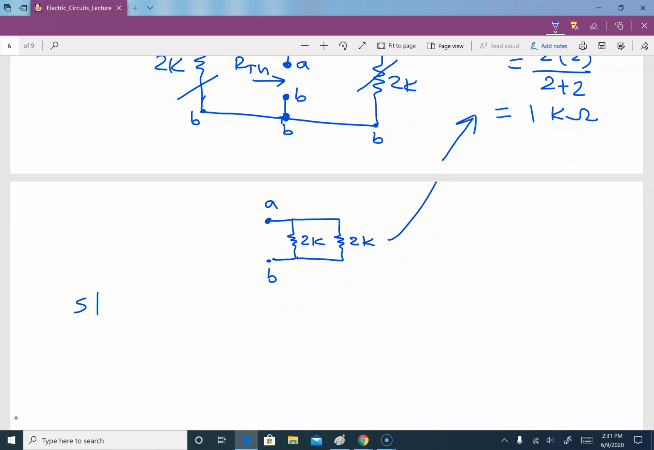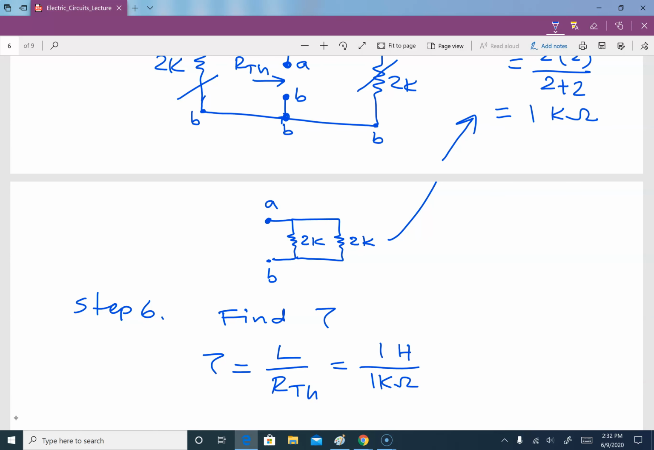Now step 6, find tau. Our tau for RL circuit is L over R Thevenin. L is 1 Henry and R Thevenin is 1 kilo ohm, and that is equal to 0.001 second.